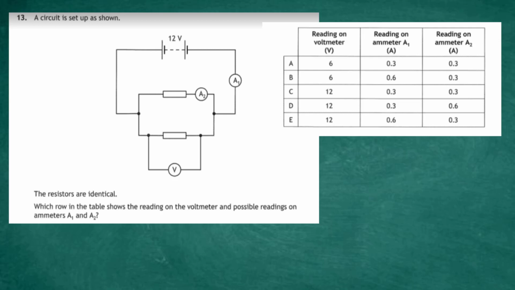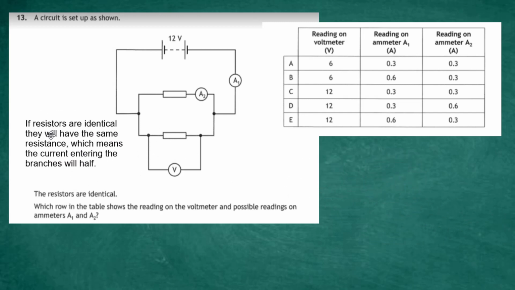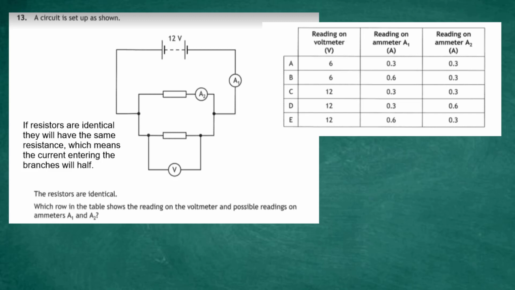Now, we're not given any numbers for the current flowing, so we have to work it out ourselves. But the key thing is the following. We have to remember that if the resistors are identical, they will have the same resistance, which means the current entering the branches will halve in two. So if you've got a current coming down this direction with a value of I, then by the time it splits up, half the current is going to go there and half the current is going to go along there. So we're looking for A1 to be double that of A2.